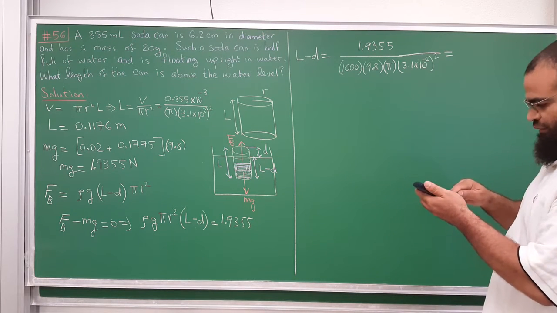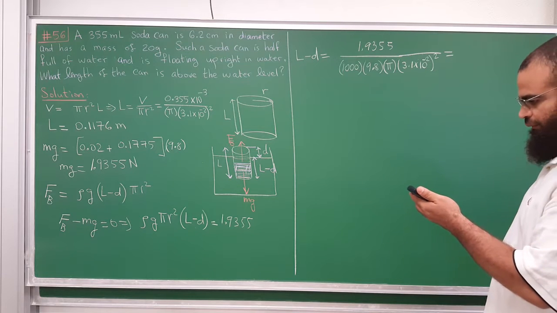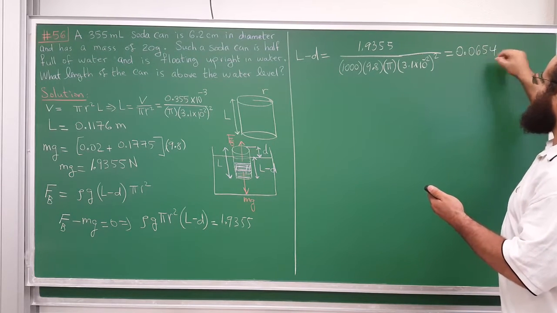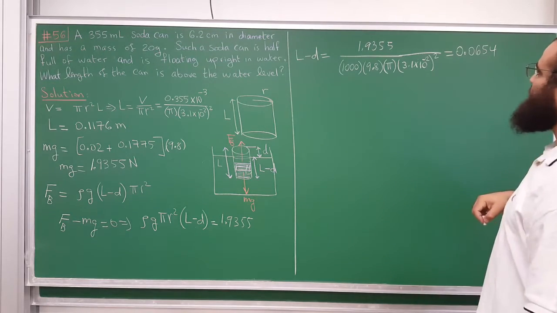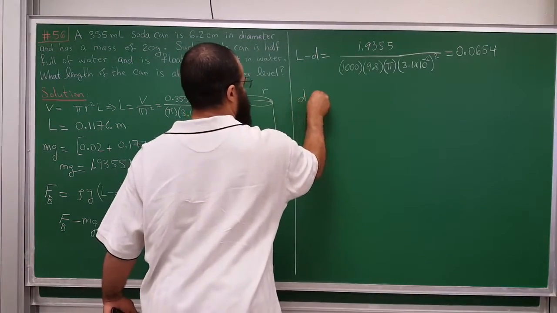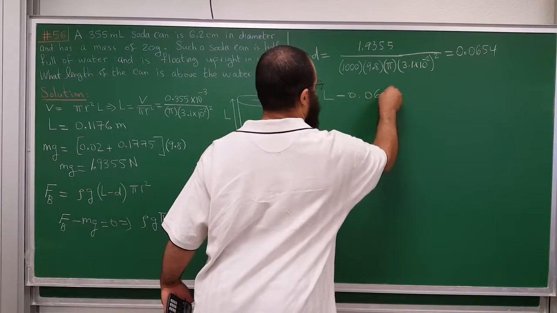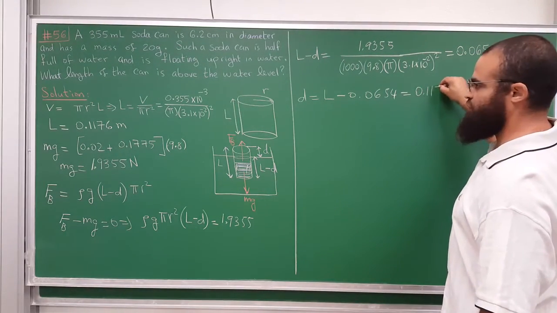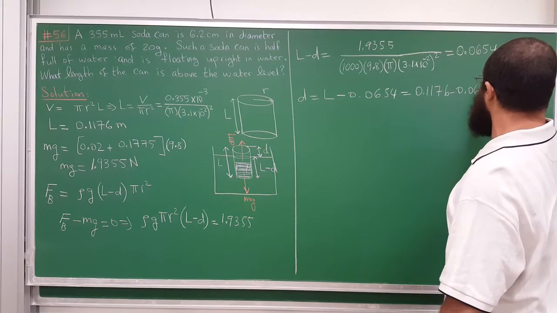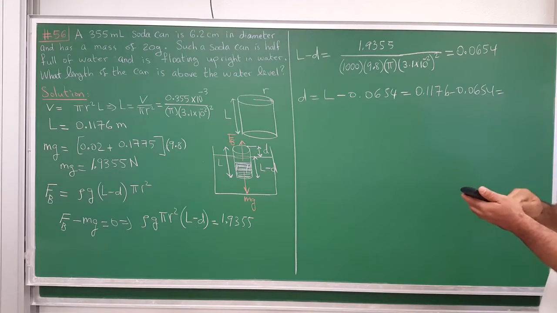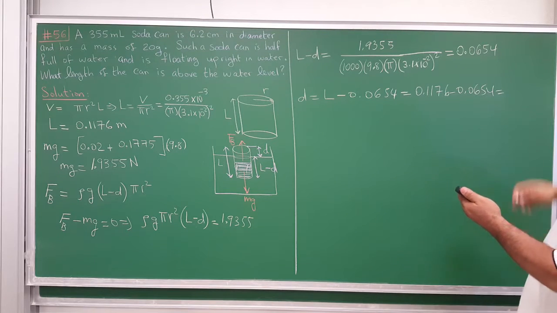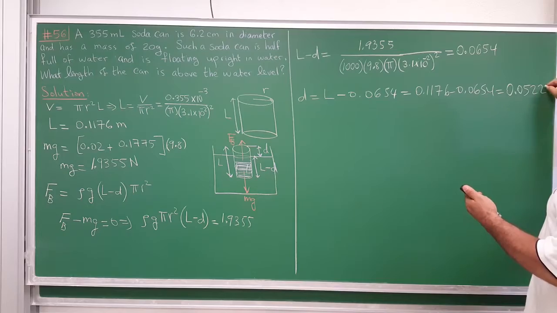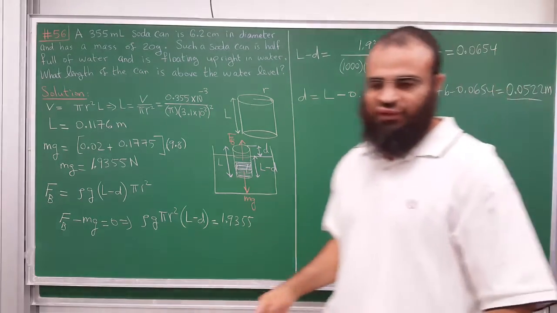And then I get 0.0654. Okay. Therefore, D equals L minus 0.0654, and L is 0.1176 minus 0.0654, and we get 0.0522 meters. That's the length that is above the water.